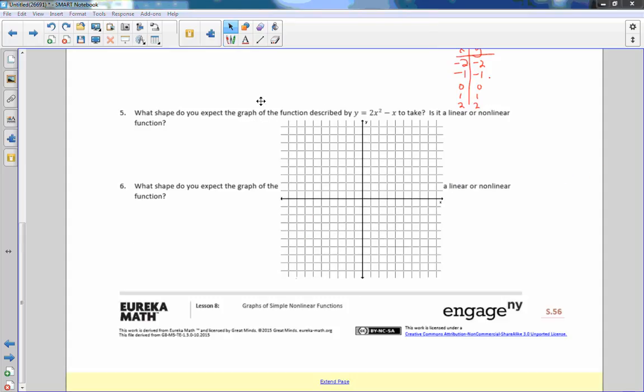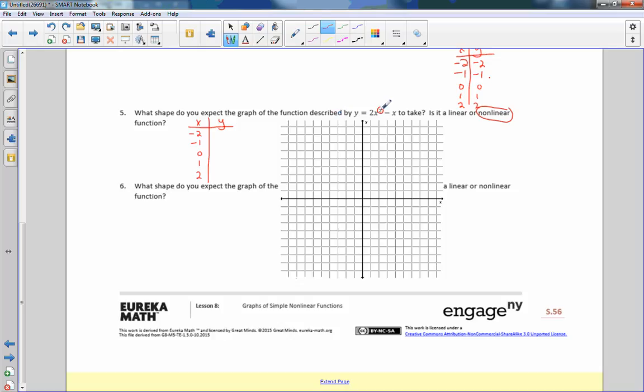Okay, number 5. What shape do you expect the graph of the function described by y equals 2x squared minus x to take? Well, I see an x squared here, so I know it's non-linear. And so now I'm going to do a table of values, x, y. And let's pick values again around 0: -2, -1, 0, 1, 2.